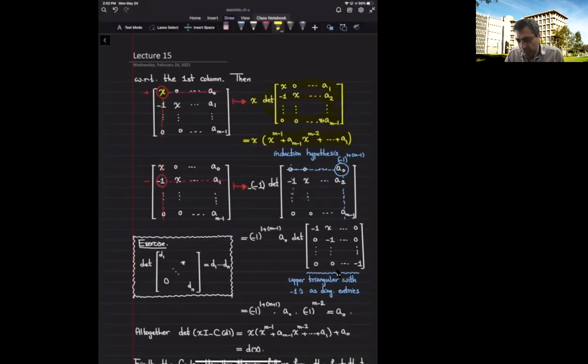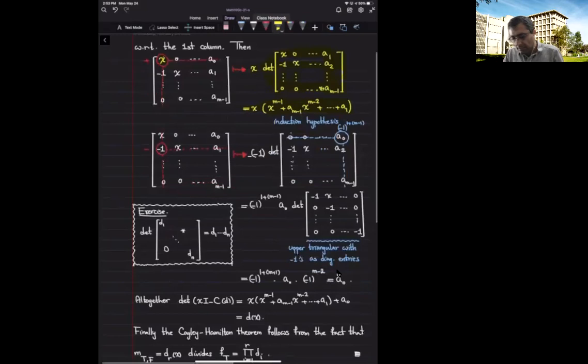We have already computed it: it is x times this polynomial. Now let's go to the next term in this expansion. The good thing is that in the first column there are only 2 non-zero terms.